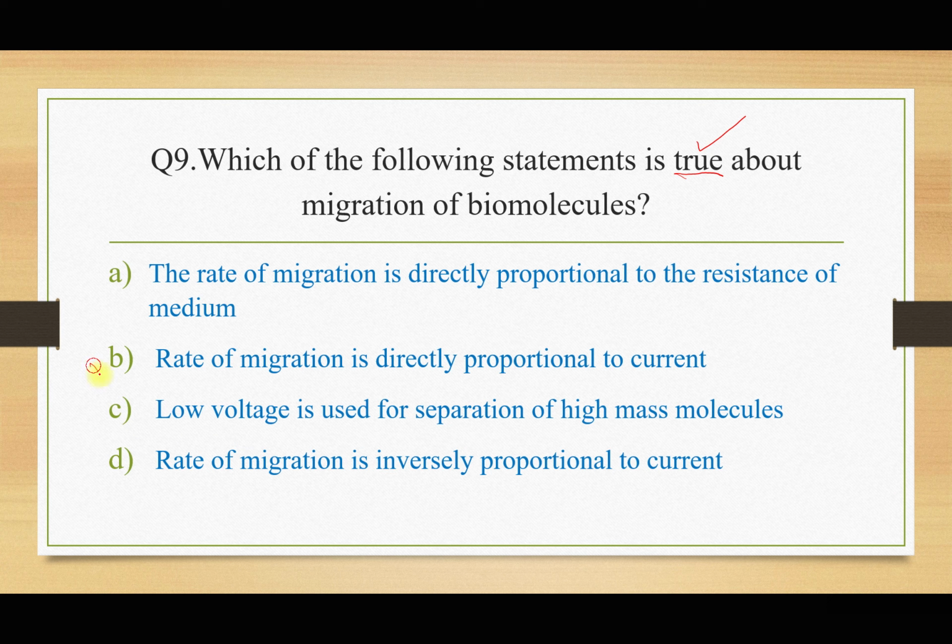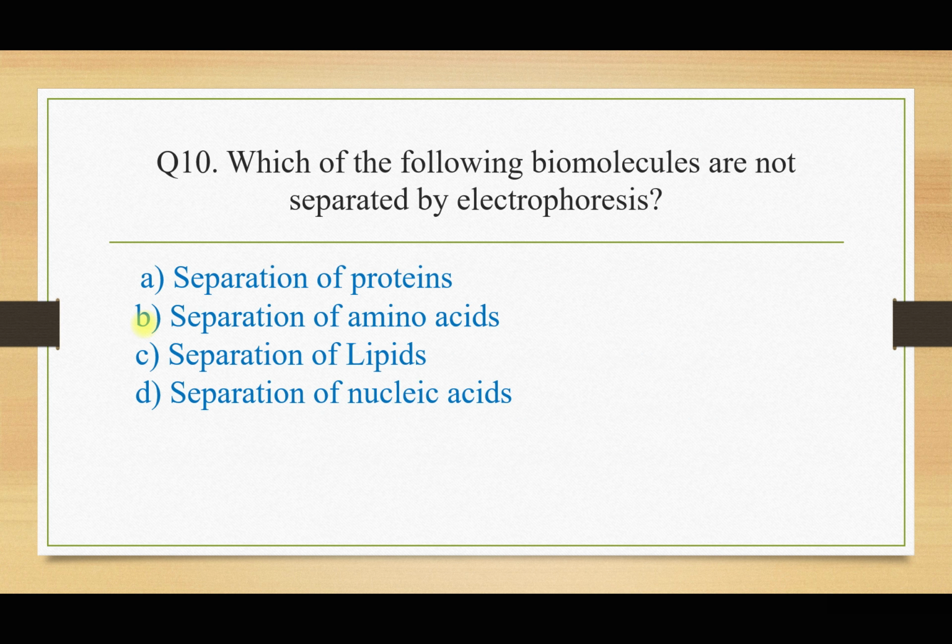Here the correct one is option B, rate of migration is directly proportional to current. Question number 10. Which of the following biomolecules are not separated by electrophoresis? That means out of these biomolecules, one molecule is that which we cannot separate using electrophoresis. I hope you are writing your correct option.